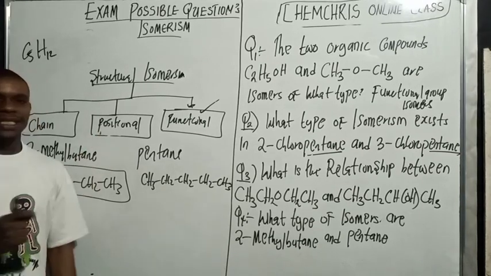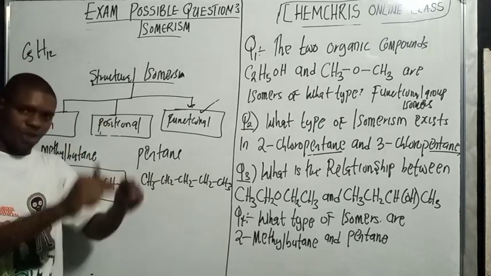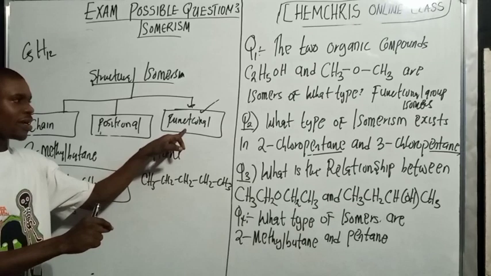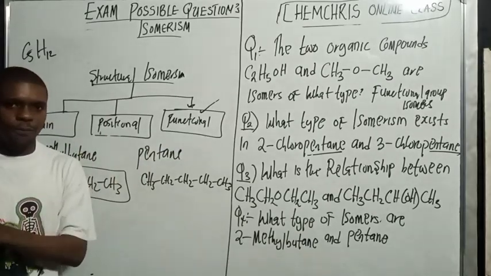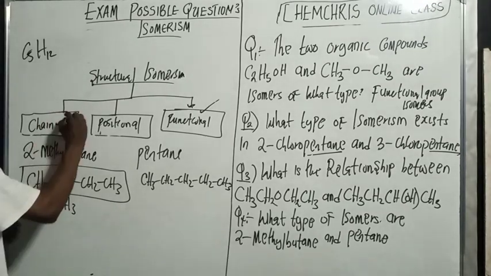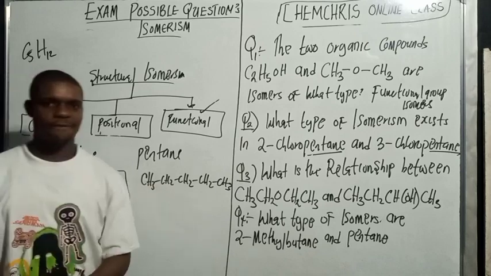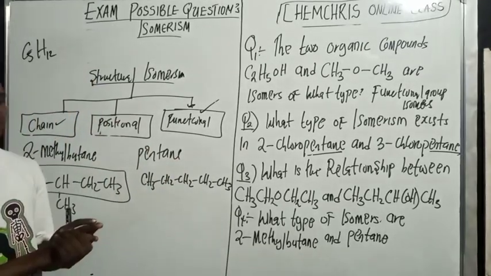Now, positional isomerism: they have the same functional group but differ in the position of the functional group. Here, they do not have the same functional group. They have different functional groups. So the type of isomerism that occurs here is called chain isomerism.